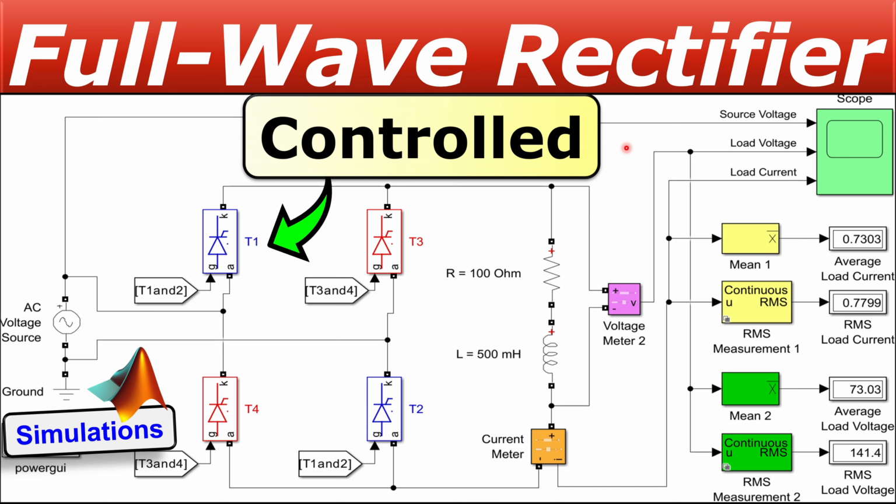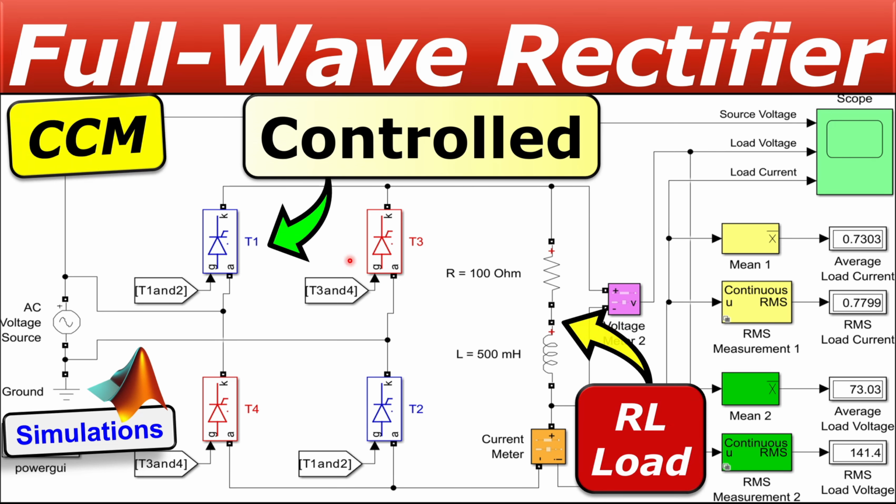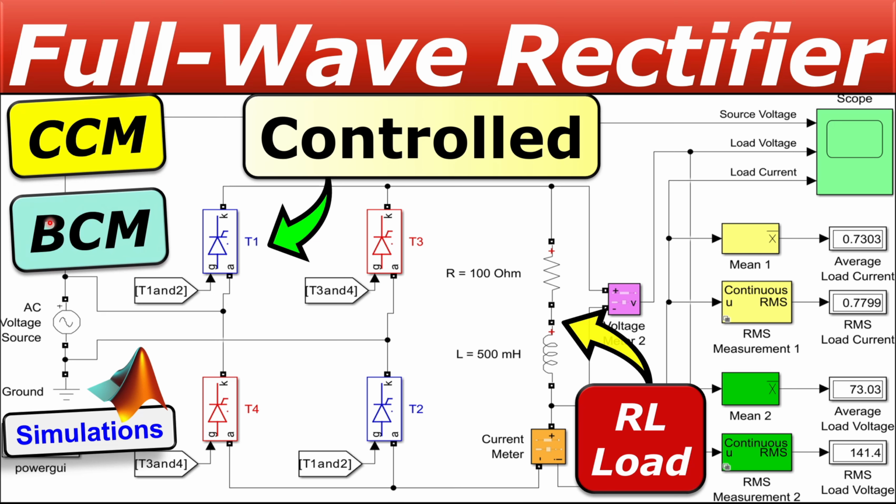In this example, we'll again look at the RL load, where we now see the CCM and, in addition to that, the BCM. CCM stands for the continuous current mode and BCM is the boundary current mode. We will see what the differences are and also what the effect is on our circuit parameters. Of course, we'll see everything step by step in our calculations and verify these in MATLAB Simulink simulations.